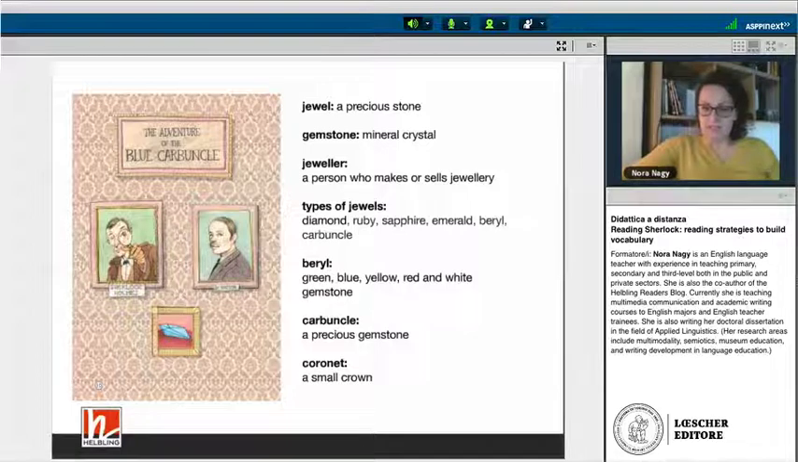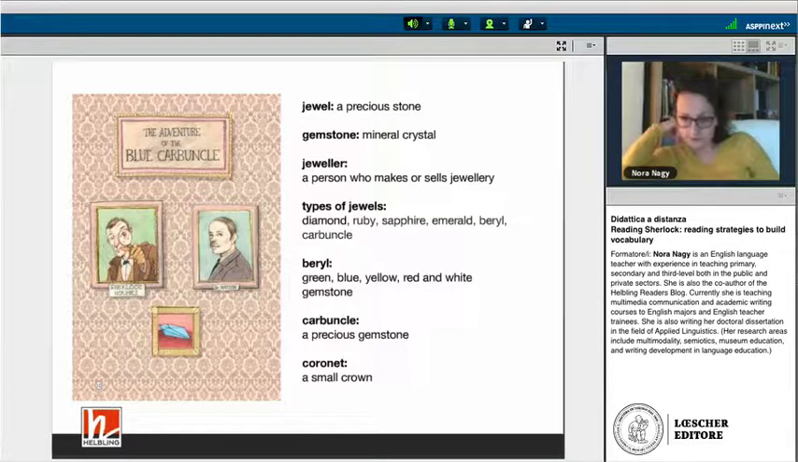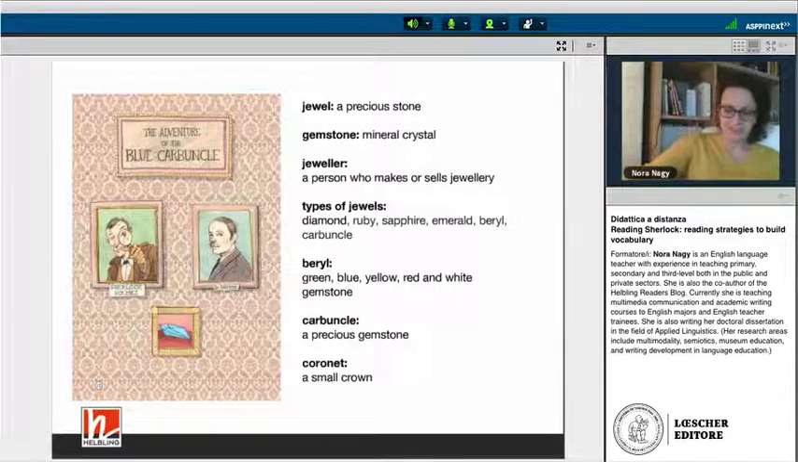Can you tell me any other jewels or gemstones that you know? Can you write them in the chat box? Yes, nice. Diamond. Nice. Amber. Sapphire. Nice. Thank you. So let's move on with the story.